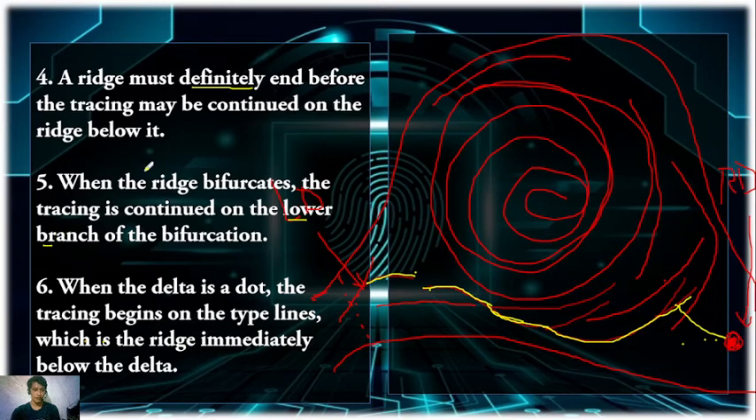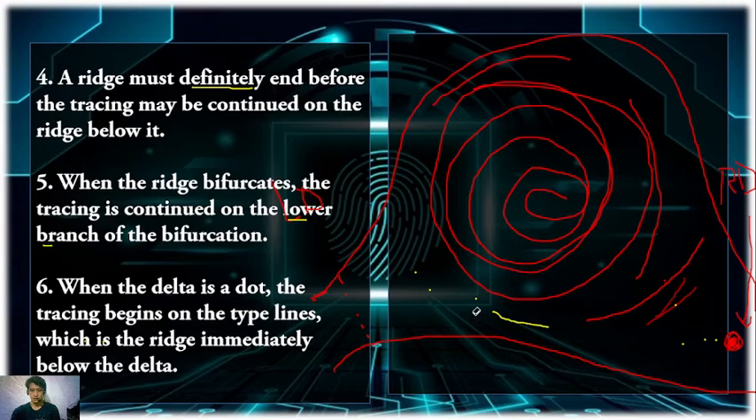Paano naman kapag sabi dyan sa rule number 6, when the delta is a dot, the tracing begins on the type line, which is the ridge immediately below the delta. Okay, so sabihin natin, palitan natin yung illustration natin dito ulit. Sabihin natin yung sa left delta natin, ang ridge characteristic ng delta natin ay dot.